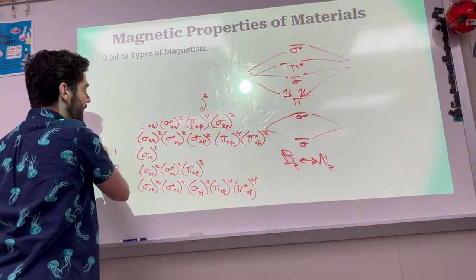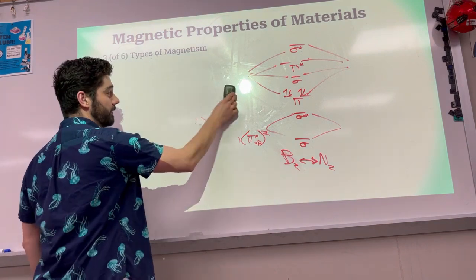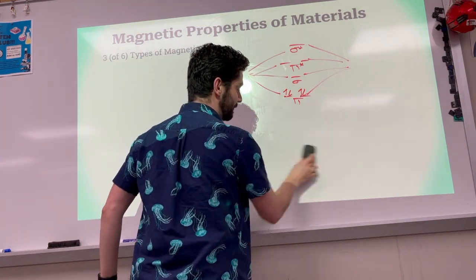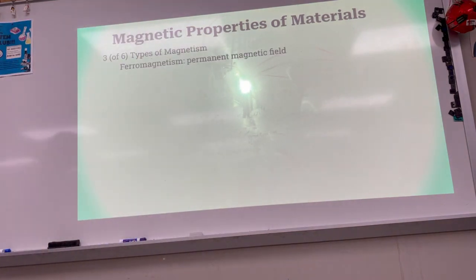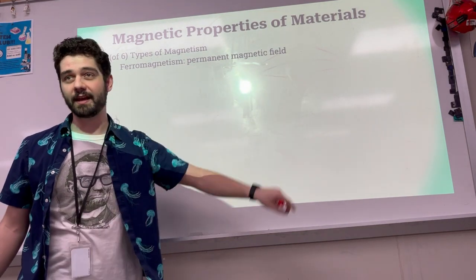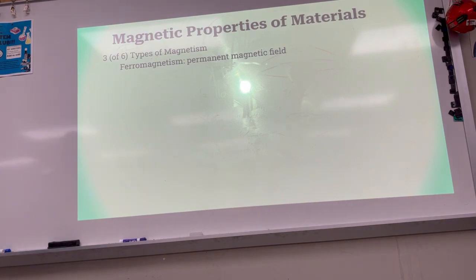Okay. So the magnetism that all of you have heard of, and you think it's the only type of magnetism, but it's not, is called ferromagnetism. Okay? Materials that are ferromagnetic are permanently magnetic. If you just throw it on a table, it has a magnetic field. There are only three elements in the universe that have this property.